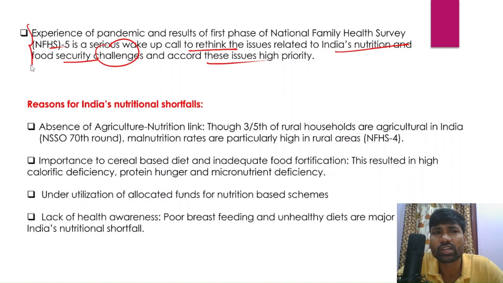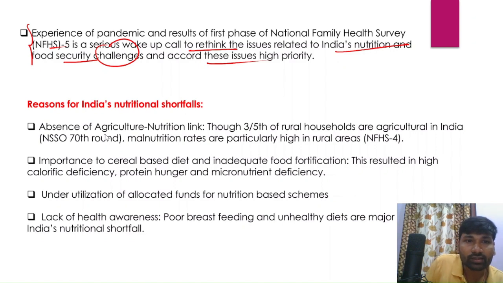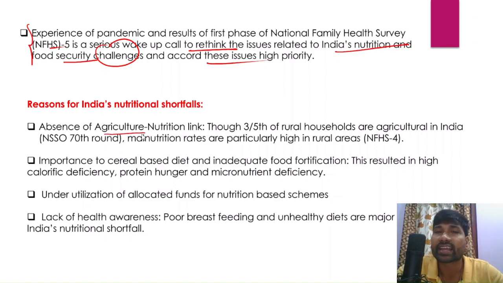In the first part of the answer, you have to briefly write some reasons for India's nutritional shortfall. So what are the reasons for India's nutritional shortfalls? If you look at those reasons, the first reason is the absence of an agriculture-nutrition link, and this is one of the major reasons for the nutritional shortfalls.